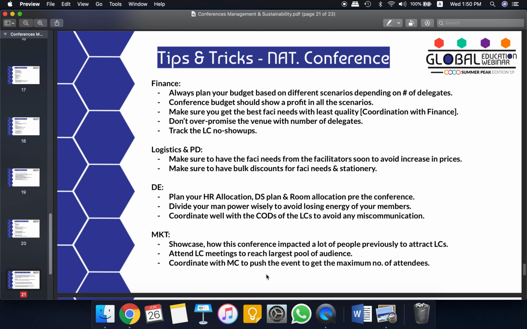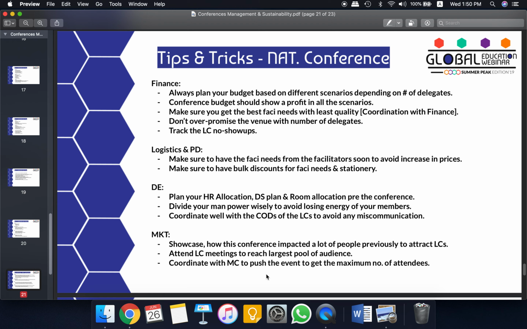Don't overpromise the venue with the number of delegates. Track the LC no-shows to make sure about the cancellations. Logistics and PD, make sure to have the fast needs from the facilitators soon to avoid any increase in prices. We make sure to have bulk discounts. As an example, when you're going for the station and the fast needs, you have 500 delegates and you need to get 500 pens and 500 name tags. So try to go for a bulk discount, so it's less cost at the end.